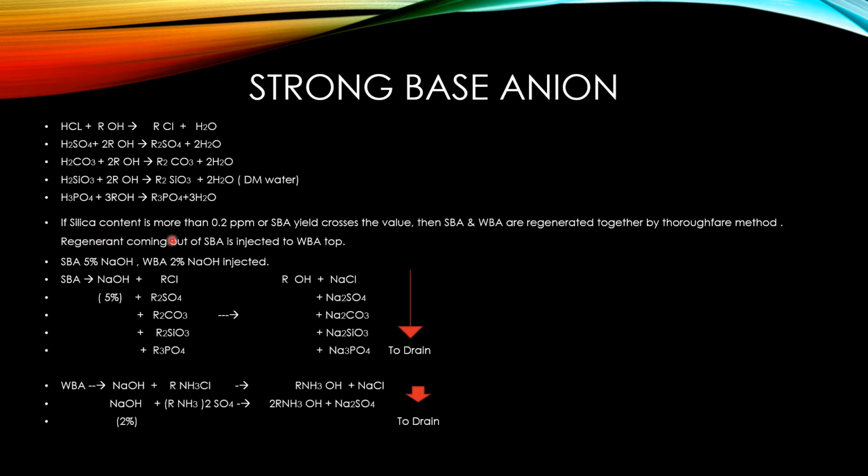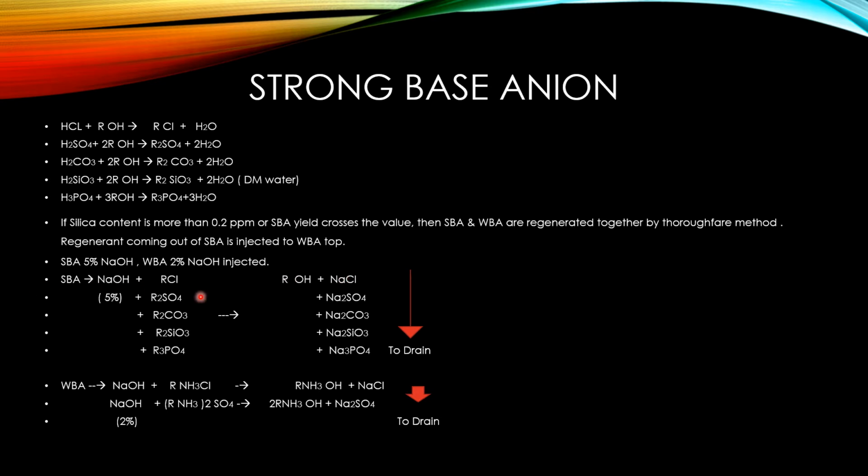If the silica content is more than 0.2 ppm or SBA conductivity crosses the limit, then SBA and WBA are taken for regeneration. They are regenerated together by the method called thoroughfare method. Regenerant coming out of SBA is injected to the WBA top. Normally 5% NaOH is used for SBA, and for WBA it will be diluted and 2% NaOH is injected.